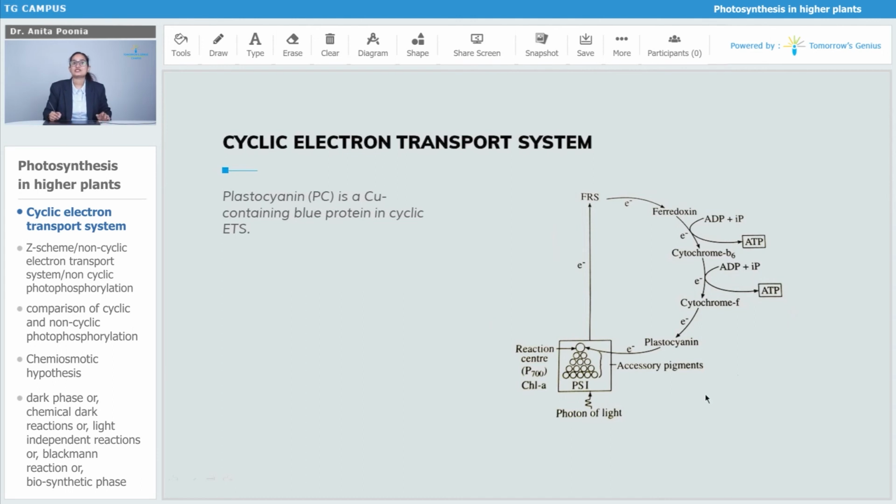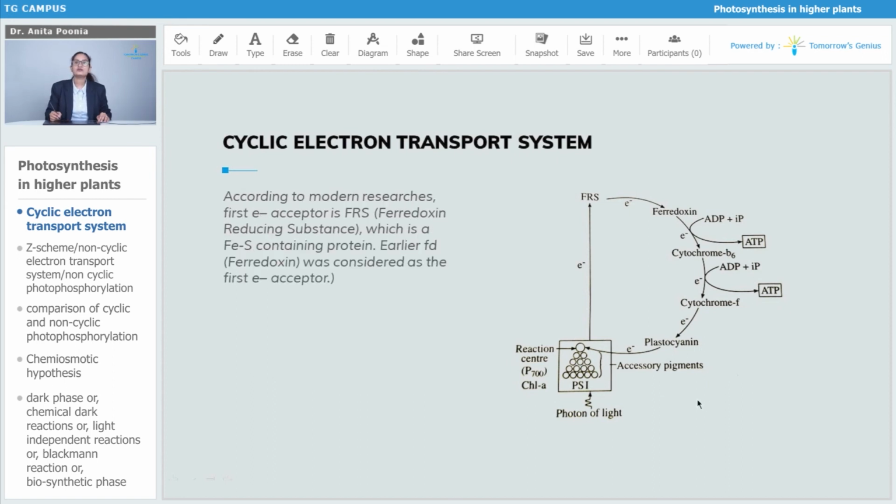Now here the plastocyanin, that is the PC. Can you find PC over here? Plastocyanin, this is a Cu containing blue protein in the cyclic ETS. According to the modern researchers, the first electron acceptor is FRS, that is ferredoxin reducing substance, which is an FeS containing protein. Earlier, ferredoxin, FD, was considered as the first electron acceptor.